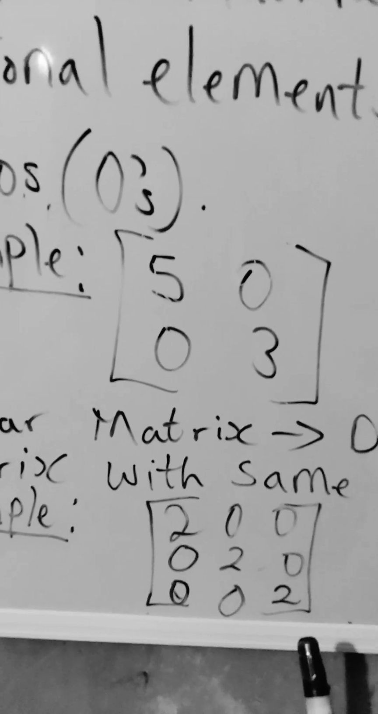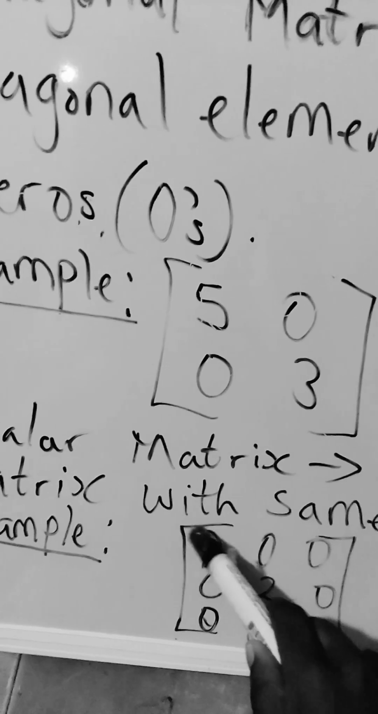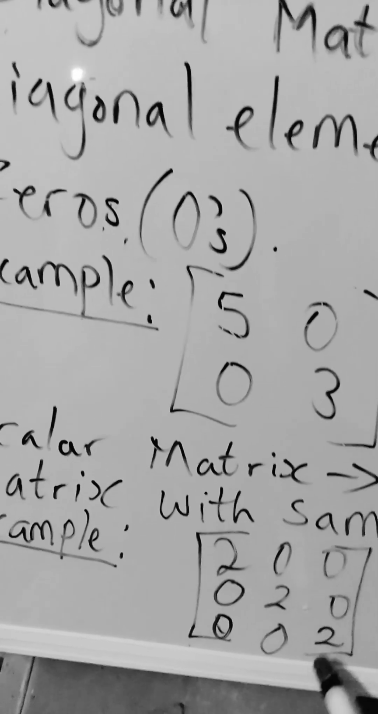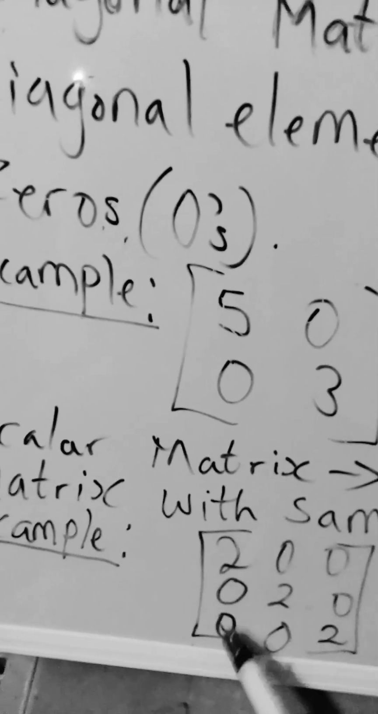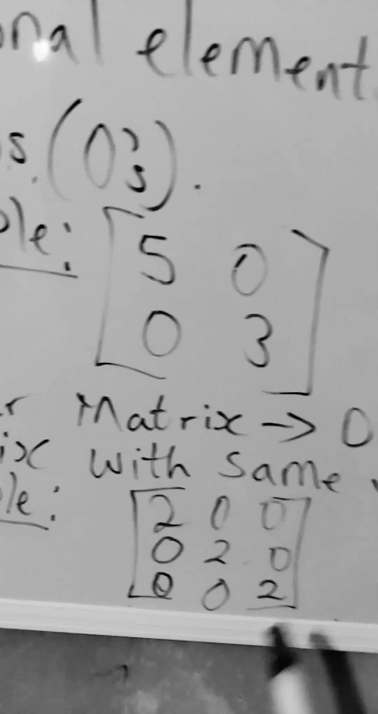First of all, let's confirm that it's a diagonal matrix first. Let's look at the elements in the diagonal. Remember, top left to the bottom right. We have 2, 2, 2. These are the elements in the diagonal, while other elements are zeros. Now, we can see that this is a diagonal matrix first of all.